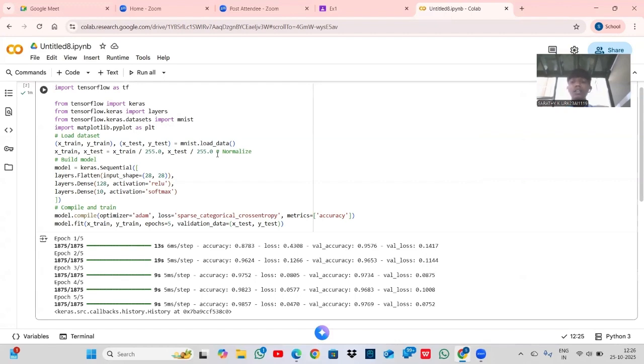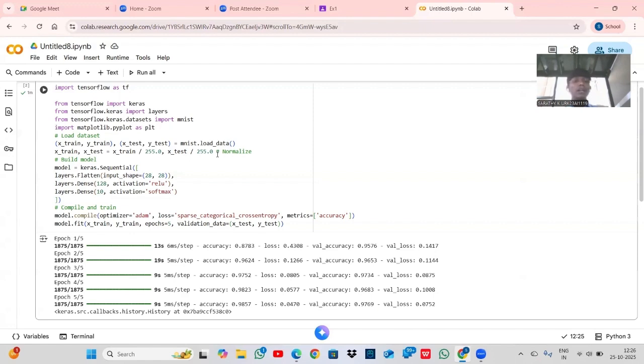And the output layer, 10 neurons with softmax. It contains 10 neurons, one for each digit, 0 to 9. Softmax activation converts raw output into probabilities that sum to 1, so the model can predict the most likely class.